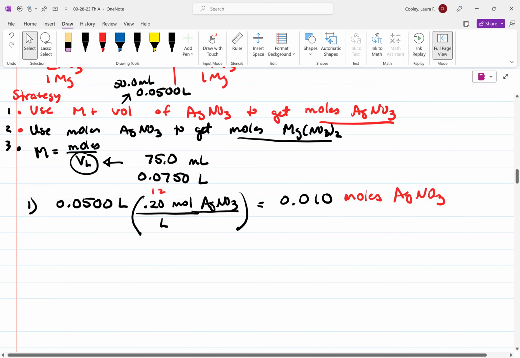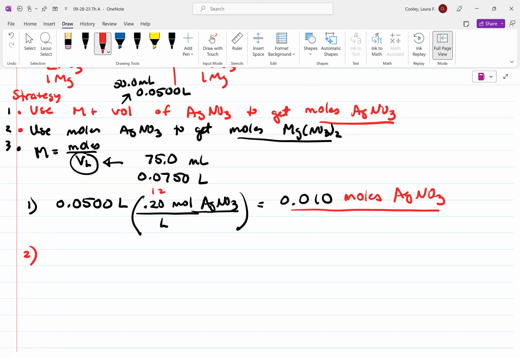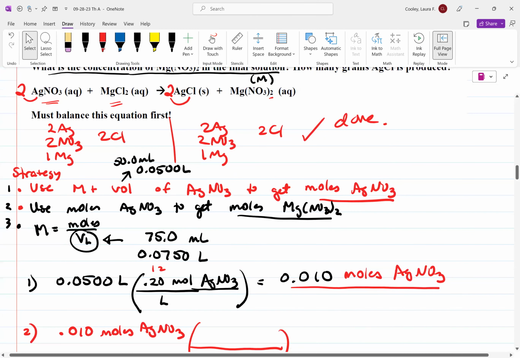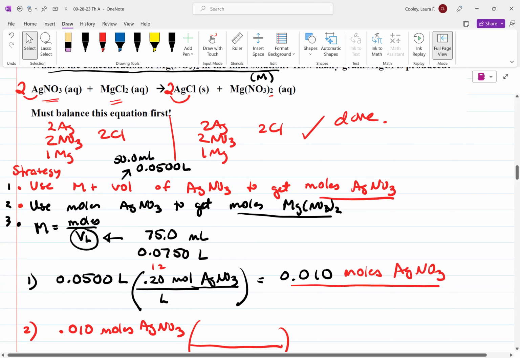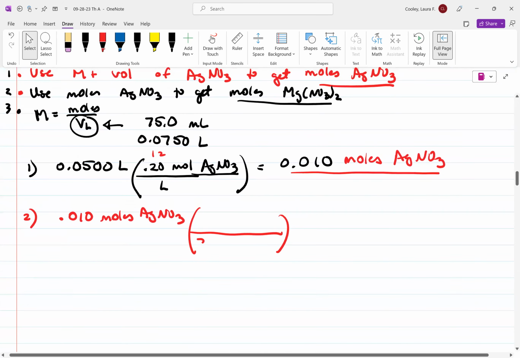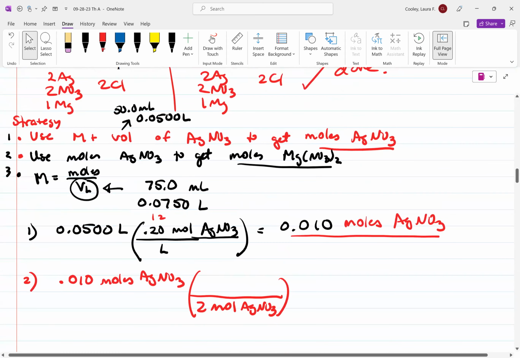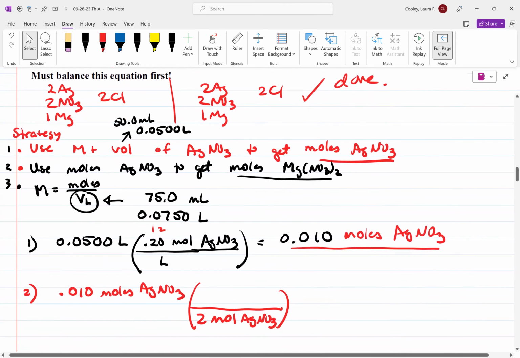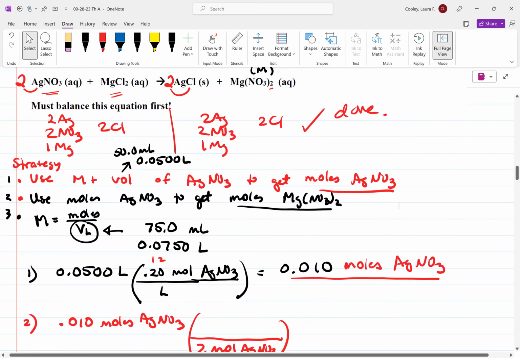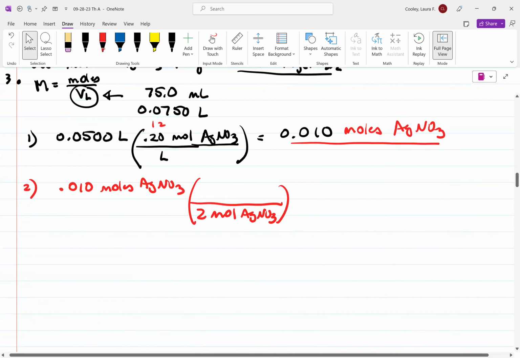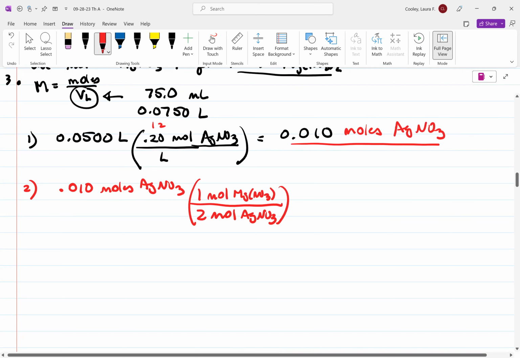All right, so my second step is to use the moles of the AgNO3 to get the moles of the Mg(NO3)2. So what do I put in here? What goes on the bottom? I want to get rid of moles of AgNO3. Exactly. And what goes on top? I'm trying to get Mg(NO3)2. That's right. 1 mole Mg(NO3)2 over 2 moles AgNO3. So I'm basically multiplying by a half.